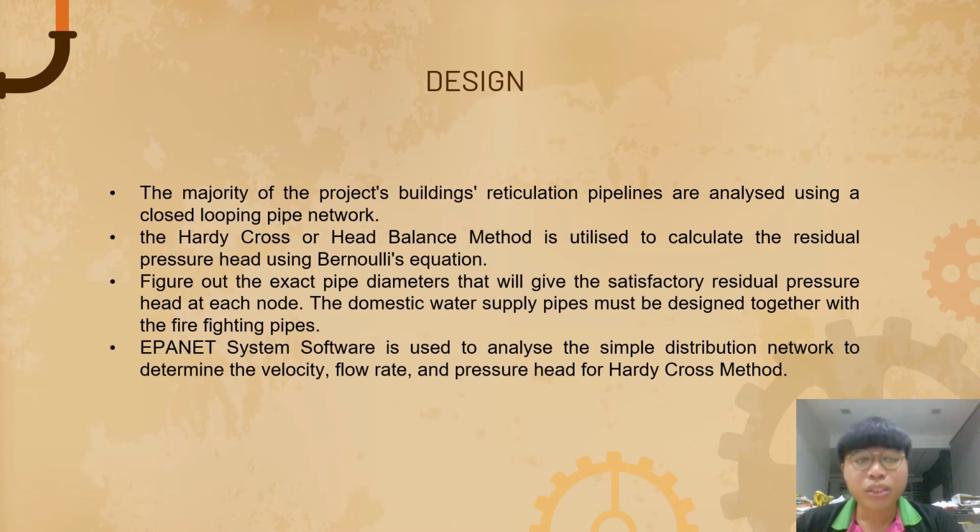Now we go to the design part. The majority of the project building reticulation pipelines are analyzed using a closed looping pipe network. The Hardy Cross or head balance method is utilized to calculate the residual pressure head using Bernoulli's equation. Figure out the exact pipe diameter that will give the satisfactory residual pressure head at each node. The domestic water supply pipe must be designed together with the firefighting pipes. EPANET software is used to analyze the simple distribution network to determine the velocity, flow rate, and pressure head for the Hardy Cross method.